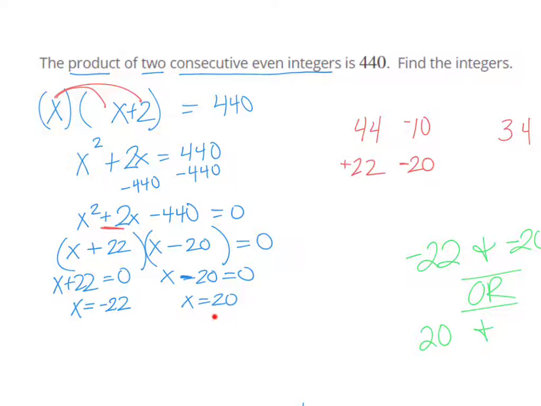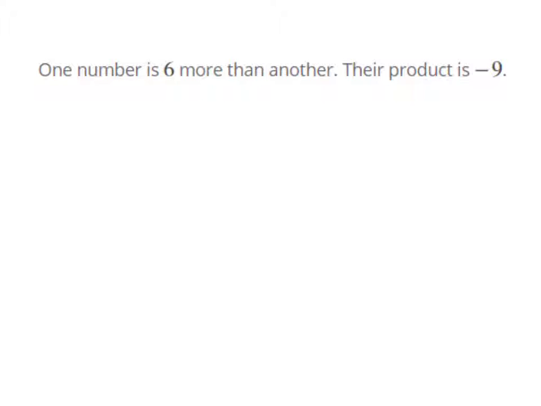Now, if x is 20, and then you go plug it back in right here, the other number would be a positive 22. So another way to set it up would be to say 20 and 22 are solutions. So we have two possibilities here. All right, let's keep going.